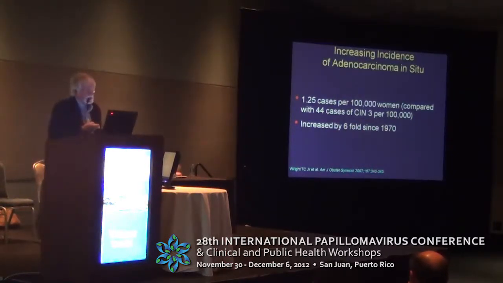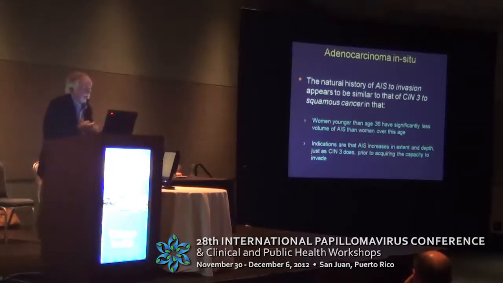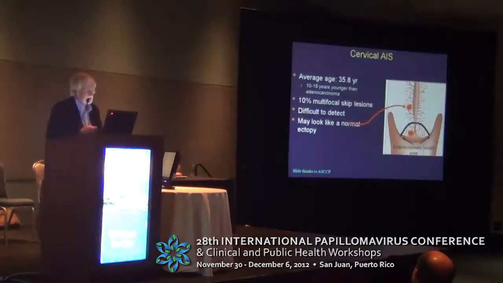This is a much less common abnormality than CIN3. CIN3, there's 44 cases per 100,000, 1.25 cases of AIS per 100,000, but this has been a significant increase, six-fold since 1970. We think that the natural history of AIS to invasion is very similar to that of CIN3 to squamous cancer because there is a long lag time between the median age of finding AIS and the median age of finding adenocarcinoma. And there are indications as well that AIS increases in extent and depth just as CIN3 does prior to acquiring the capacity to invade. That is, it expands over that long period of time.